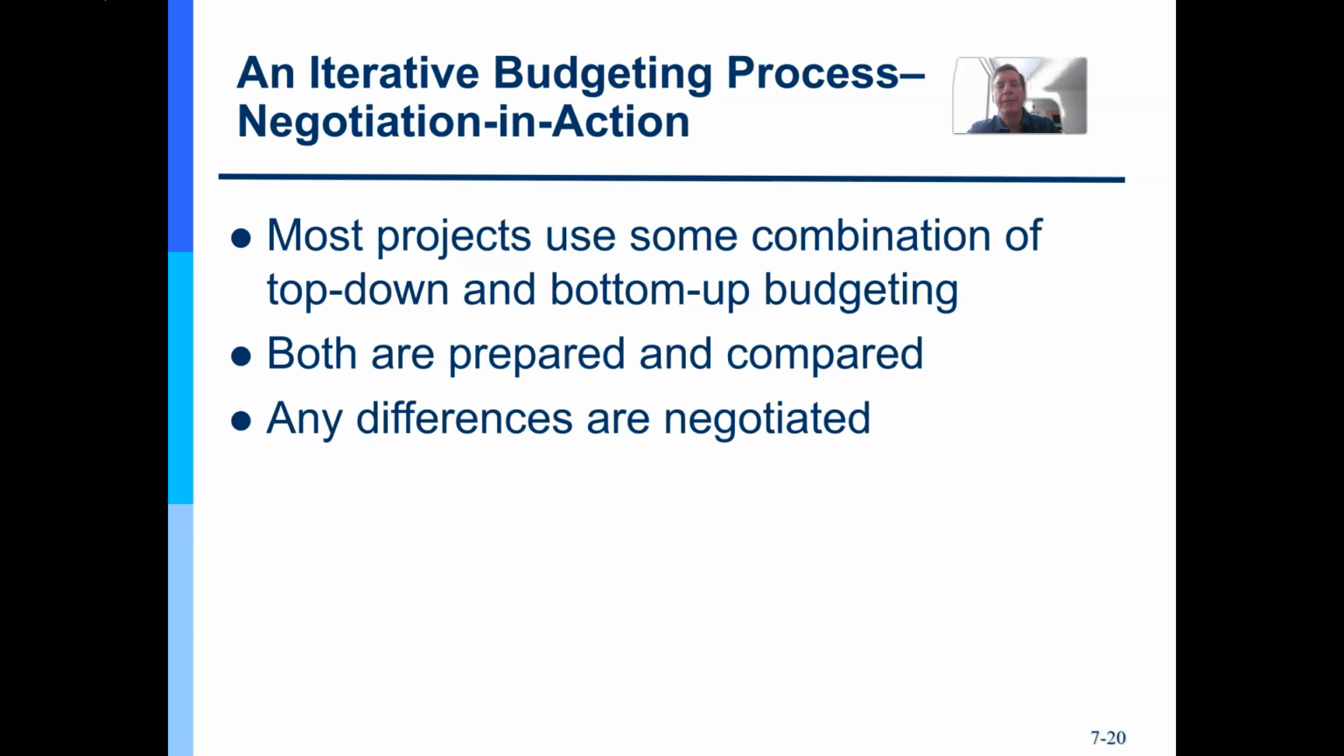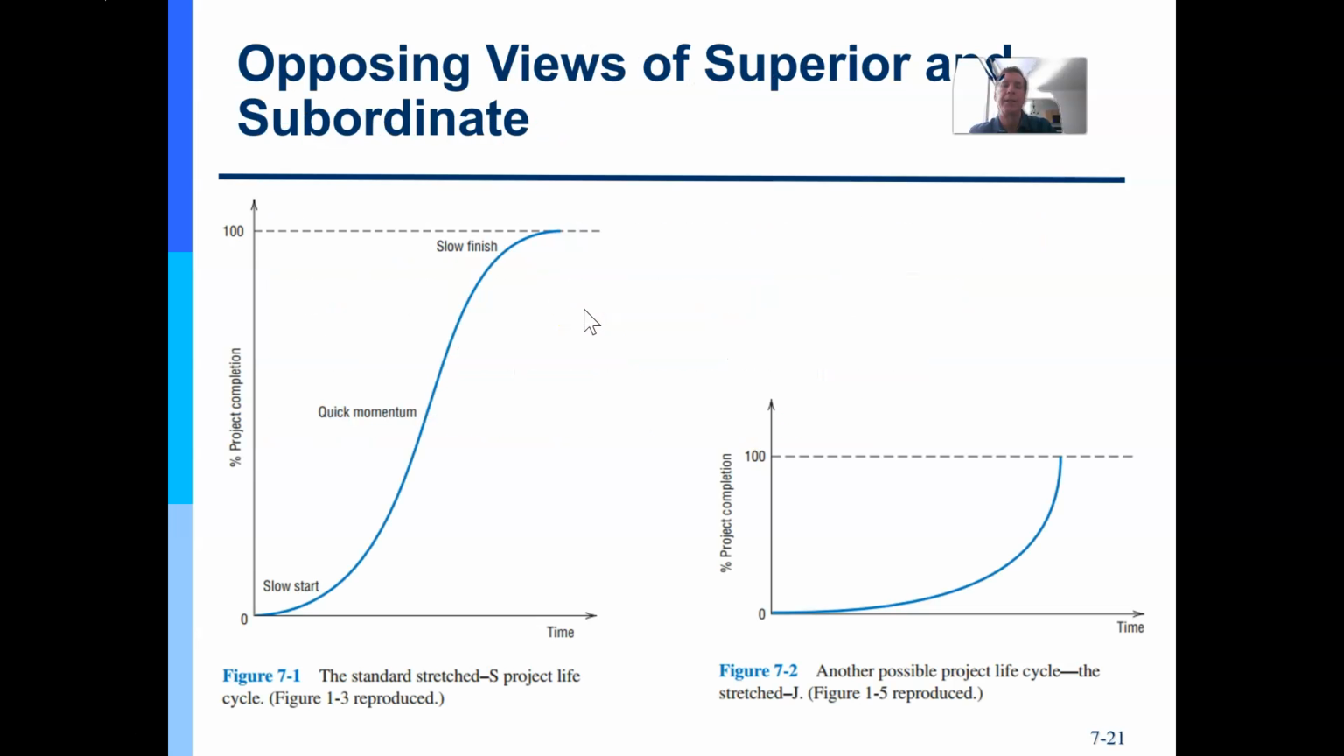So anyhow, it's a conversation you have with senior leadership, with functional managers that we talked about in a matrix type organization. And so most projects are a combination of top-down and bottom-up budgeting, and doing that within a matrix type organization, as we discussed last week.